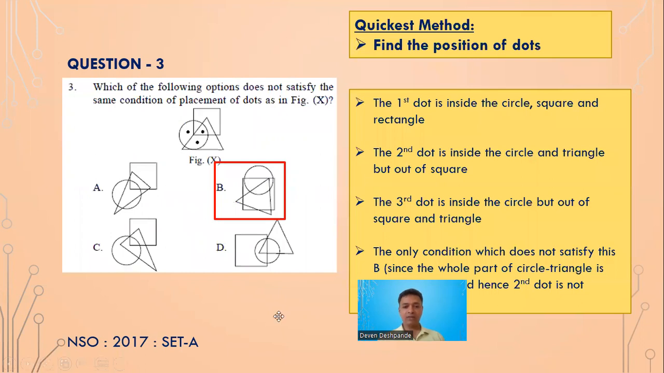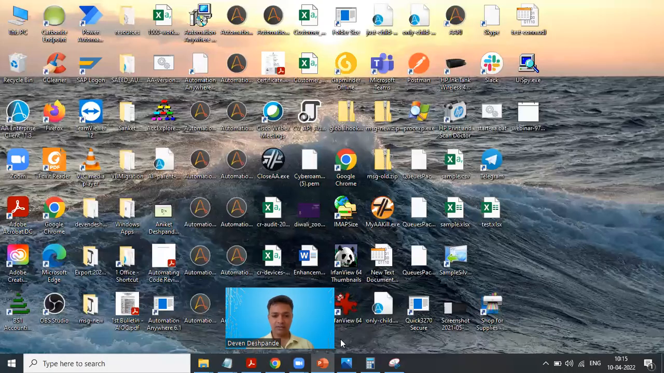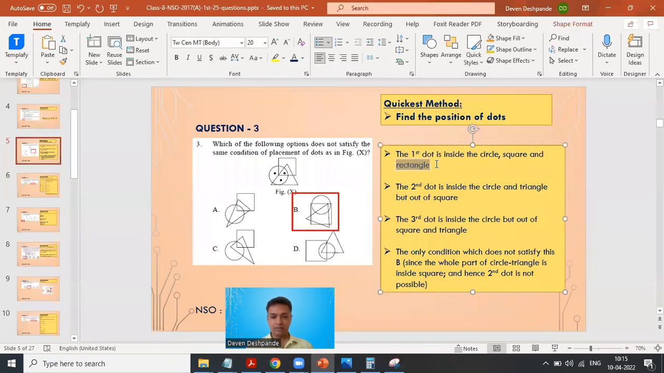Okay, question number 3. Which of the following options does not satisfy the same condition of placement of dots as in figure X? Okay, so in questions like this, and you must have seen such questions in your past year's exam, you have to find the position of dots. Okay, the first dot is inside the circle, it is inside the square, it is inside the triangle. Sorry, this is triangle.